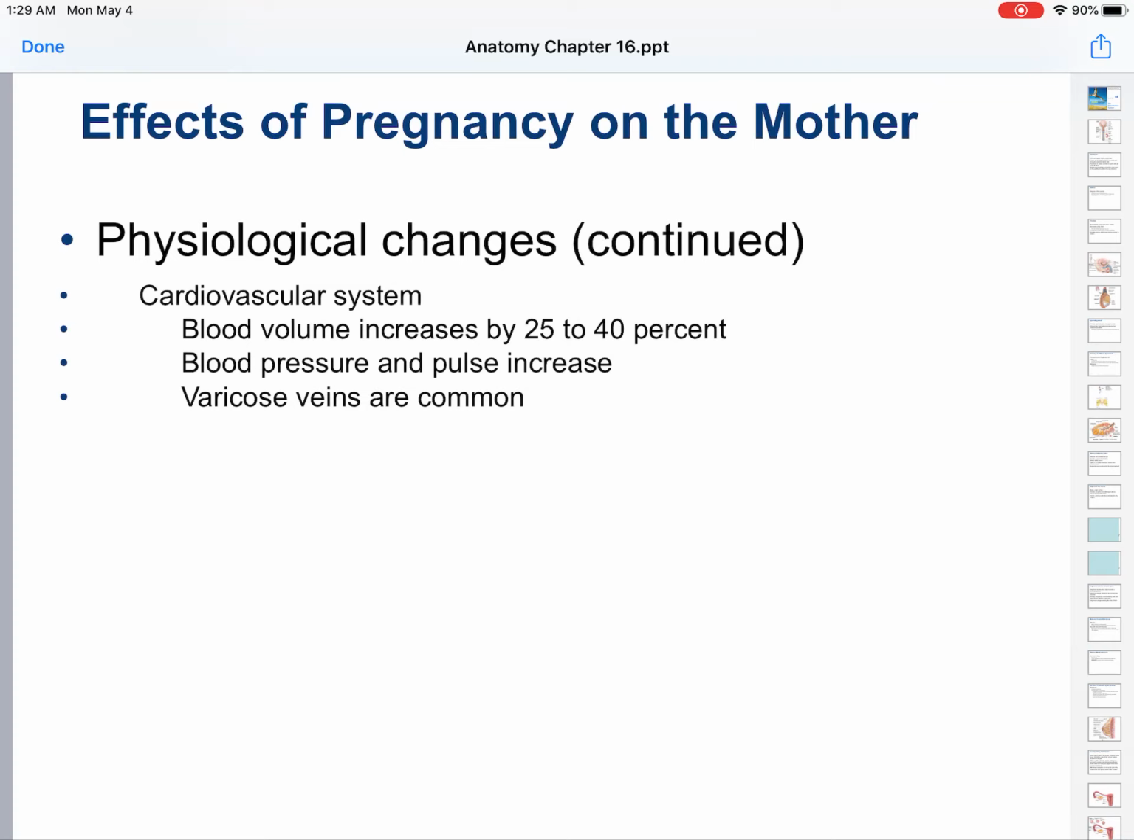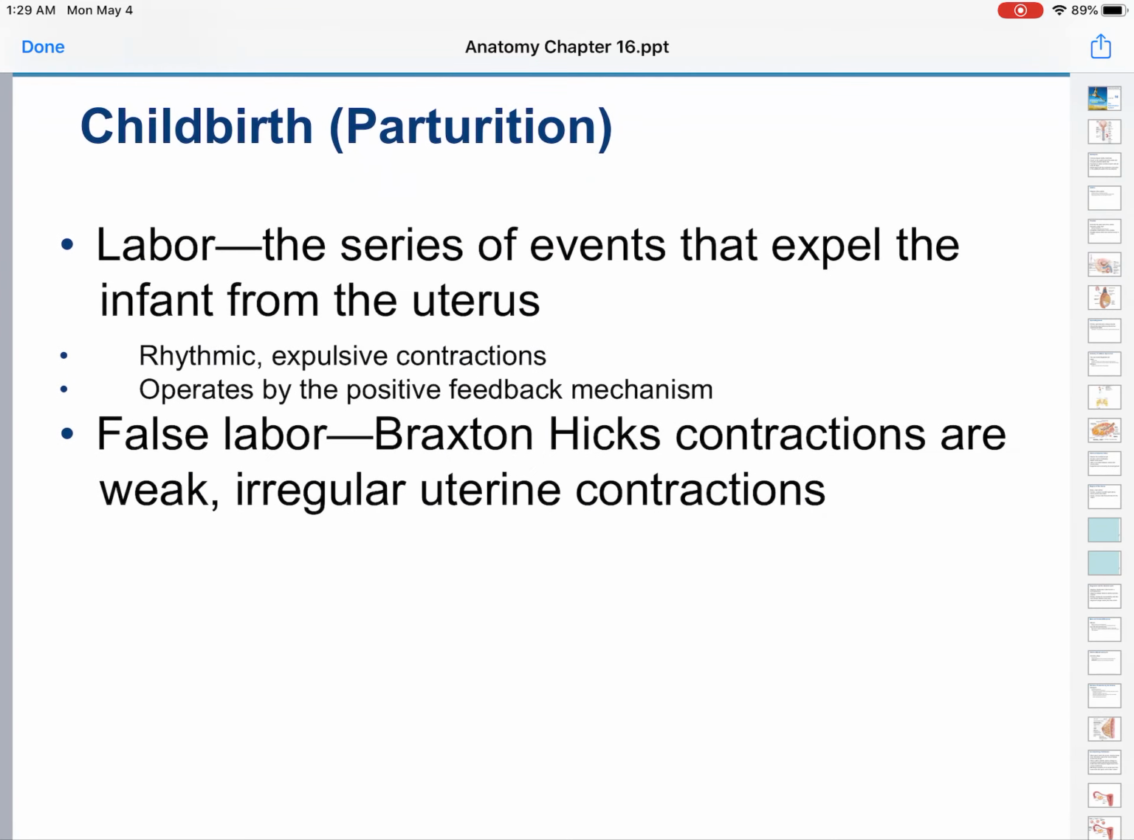Blood volume will increase by 25 to 40%. Blood pressure will also increase because as the volume increases, you're not growing a lot more blood vessels, so as you increase what's inside those vessels, that pressure will also increase. Varicose veins are also common at this time.